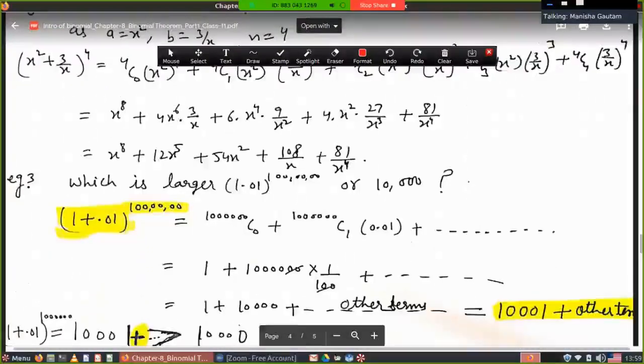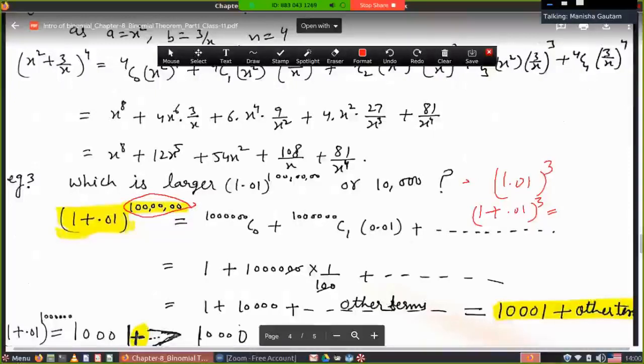here's the next question. Which is larger, 1.01 whole power 10 lakh or 10,000? Now you have to, in 8th class, I think you have done this kind of question, 1.01 whole power 3. Then you wrote in that class like this, whole power 3, and applied the identity, which one? A plus b whole cube, and you get the answer. Now here the power is 10 lakh. It's very difficult to solve it directly, but by using the binomial expansion you can do the question.